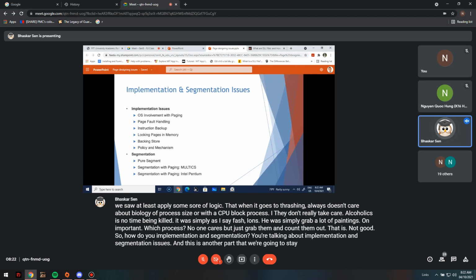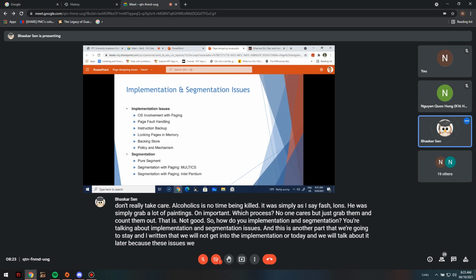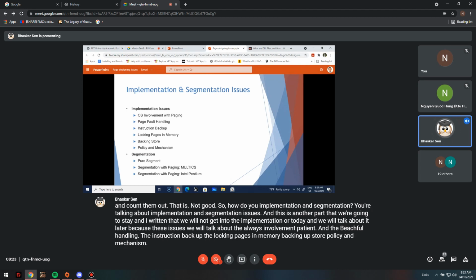And I reckon that we will not get into the implementation part today, and we will keep talking about it later, because in these issues we will talk about the OS involvement with paging and page fault handling, instruction backup, locking pages in memory, backing up store, policy and mechanism, and finally segmentation. As things that I already mentioned. Okay. Those will be implementation issues.